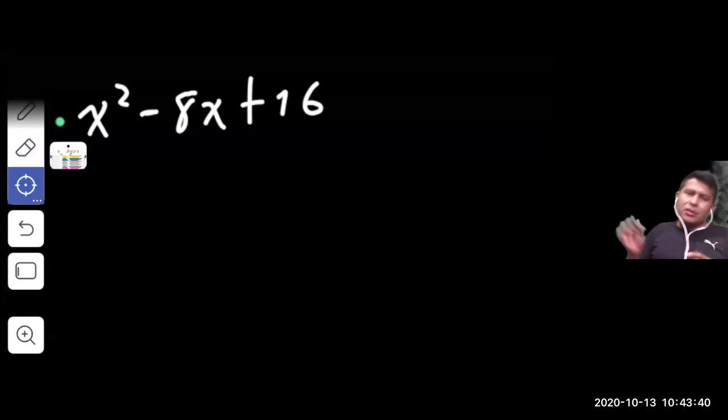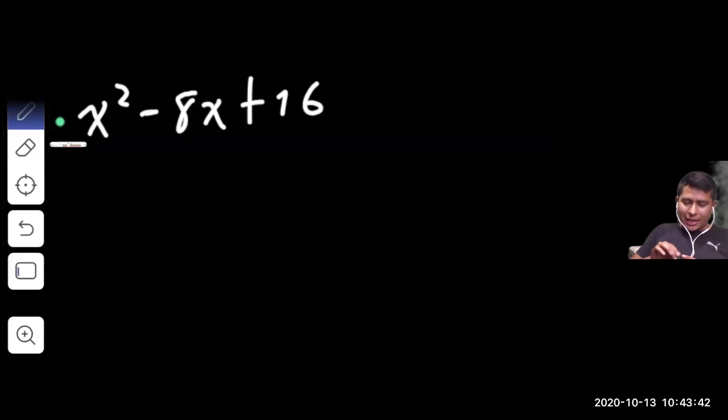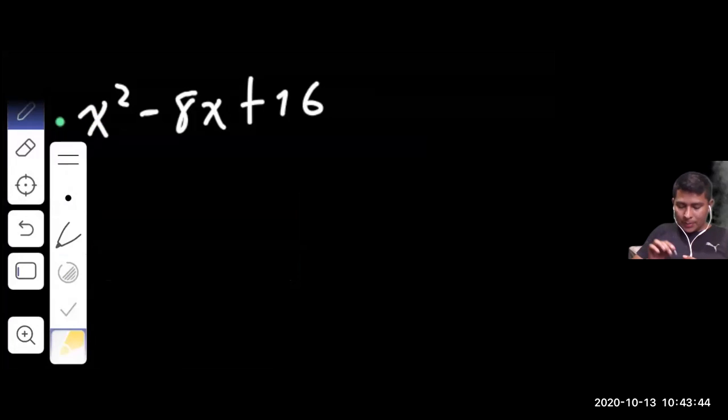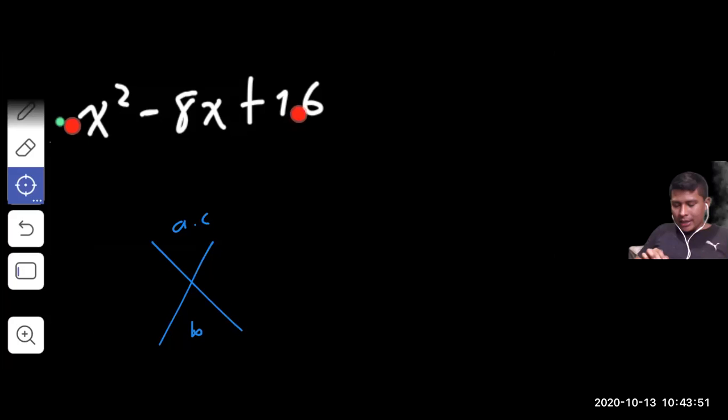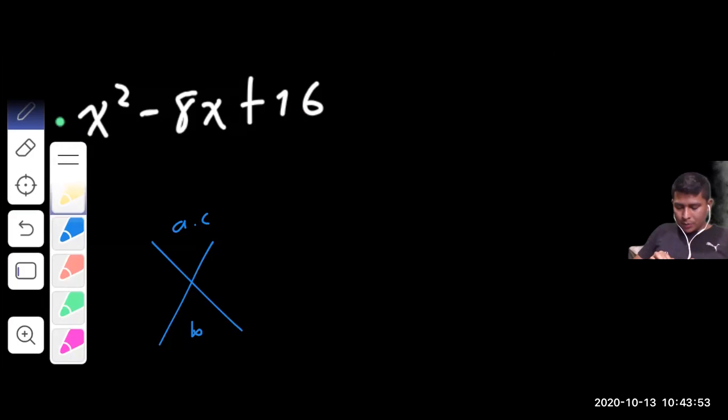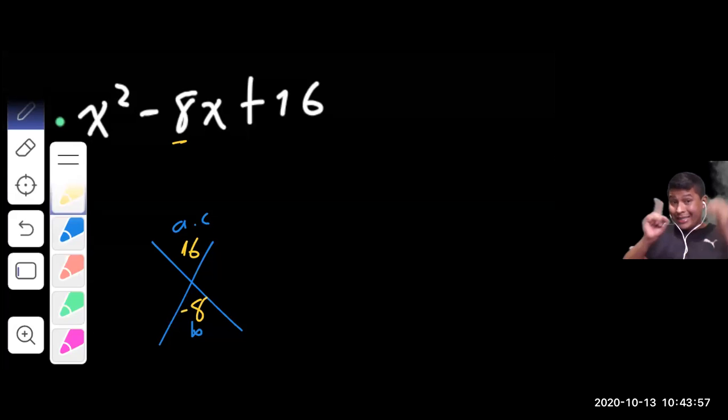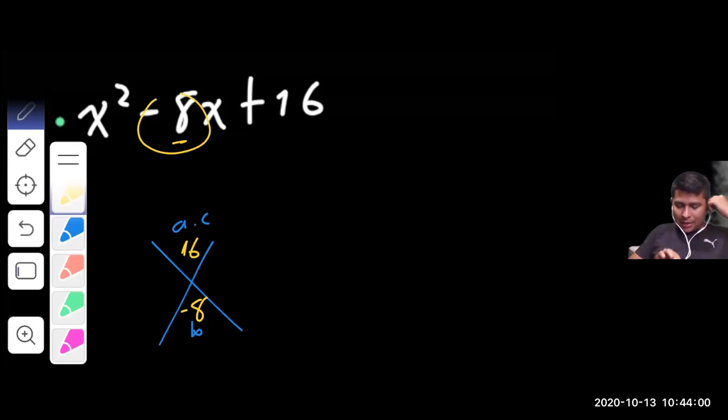Have you noticed something, guys? Again, you already know the answer. We can use the big X method since the quadratic term is equal to 1. Let's use the big X method. A times C, A times 16 is 16. B is the middle term, which is negative 8. Be careful with the sign, guys. It's negative 8. You need to include the sign.